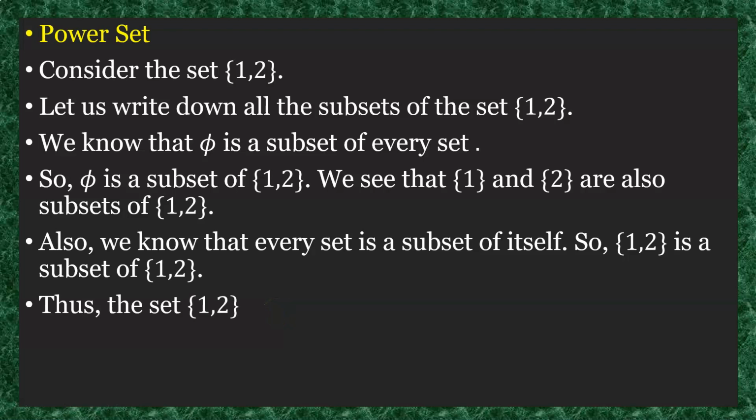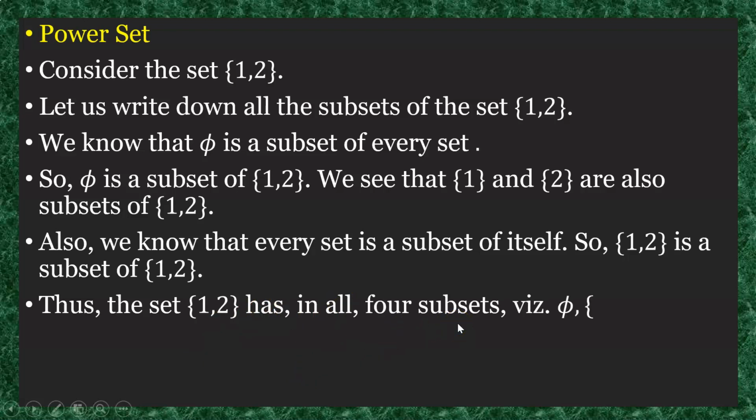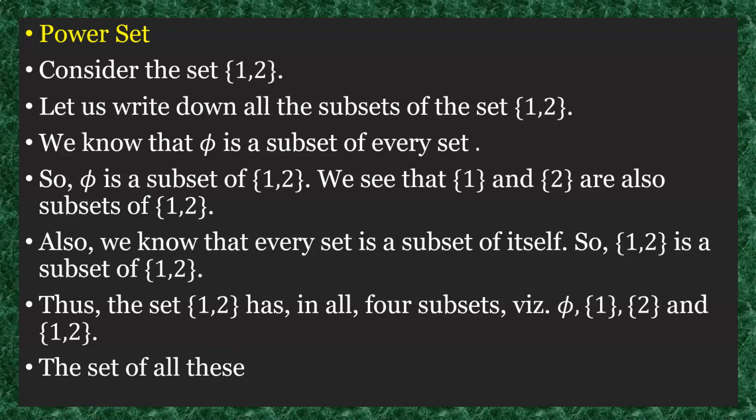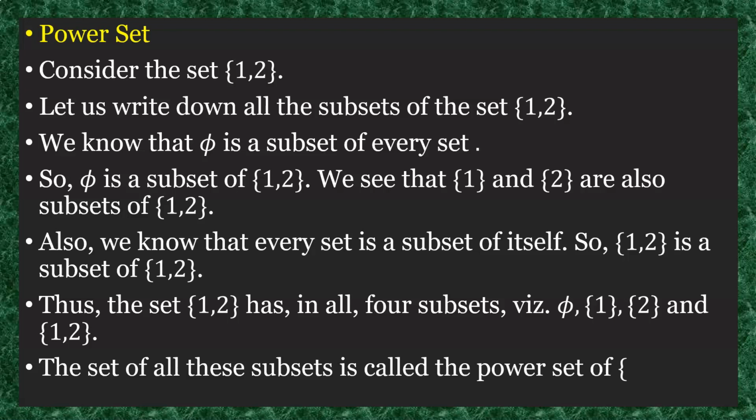Thus, the set {1, 2} has in all 4 subsets, namely phi, {1}, {2} and {1, 2}. The set of all these subsets is called the power set of {1, 2}. That is, the power set of {1, 2} is {phi, {1}, {2}, {1, 2}}.